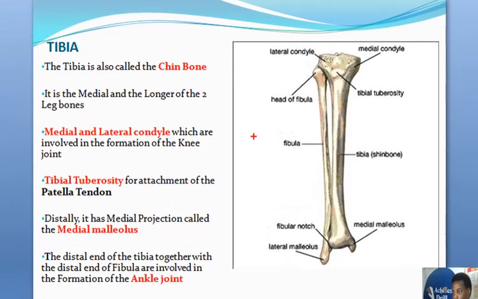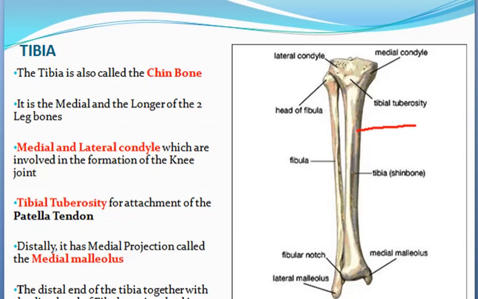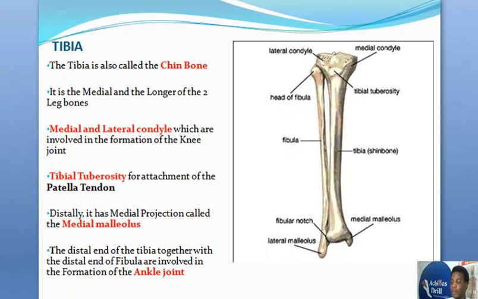Take a look at this picture right here. Here is the tibia, which is the larger and the medial of the two leg bones, and then we have the fibula right here. The fibula is of course smaller, and it is the lateral of the two leg bones. So let's talk about the tibia.